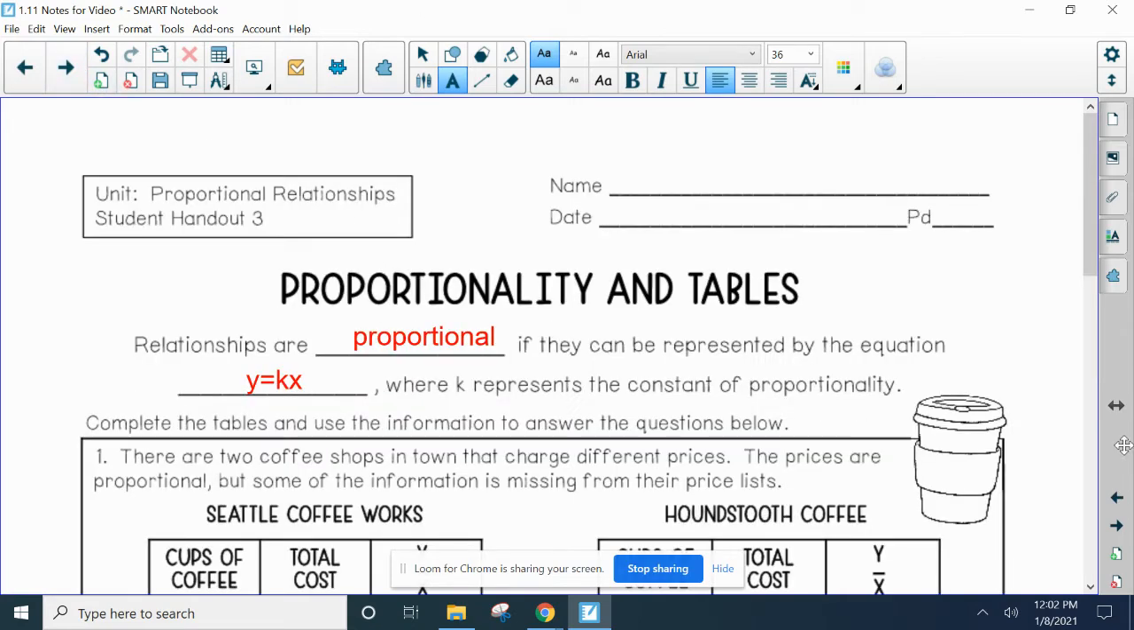So if you haven't already, these notes are on Schoology. You can go ahead and print them out and fill them in as we go, or you can get your paper and your pencil ready so you can submit your written notes as we go.